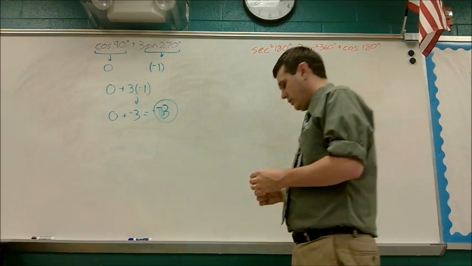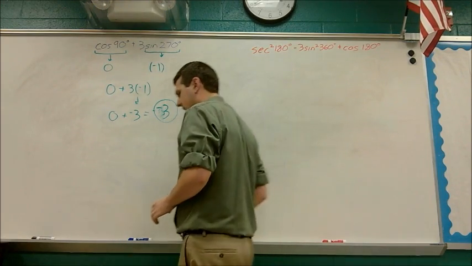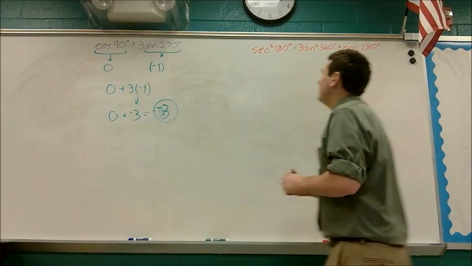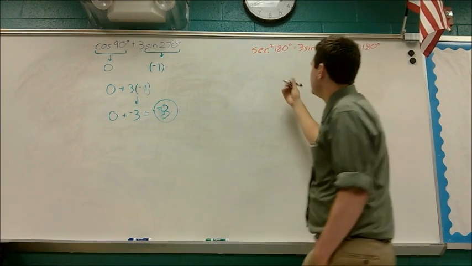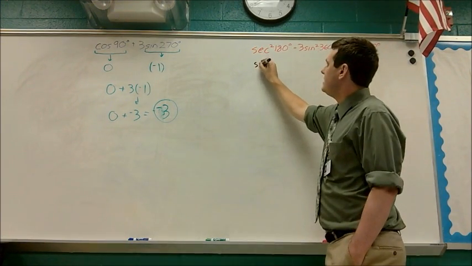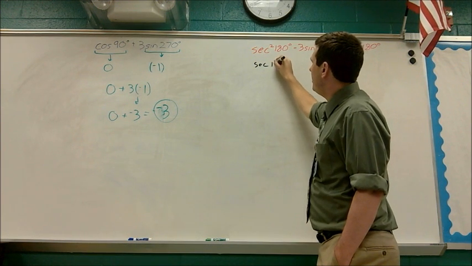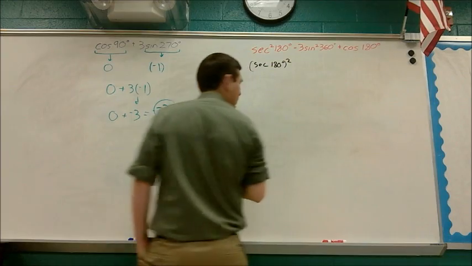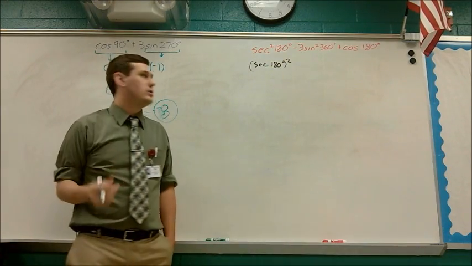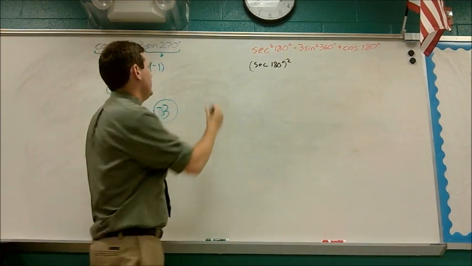This one's a little bit harder over here because it has squares. Whenever you see secant squared 180, you can rewrite it as the secant of 180 degrees, squared. Like that. The reason you can do that is because we don't want to write it like this.